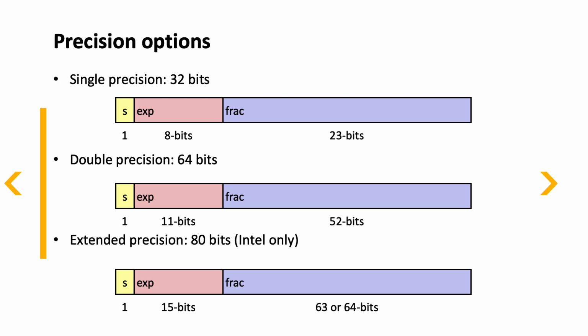Now, another one that's for Intel only, we might actually have extended precision, which allows for 80 bits, in which case, as always, 1 bit for the sign bit. We have 15 bits in the EXP field to encode the exponent, and 63 or 64 bits in the frac field to encode the significand.